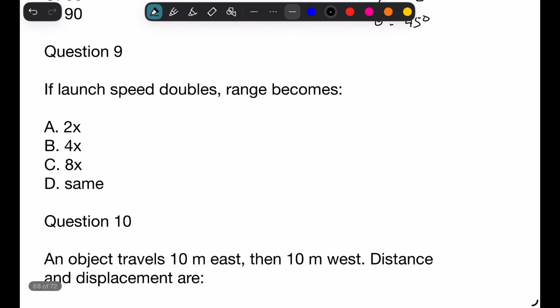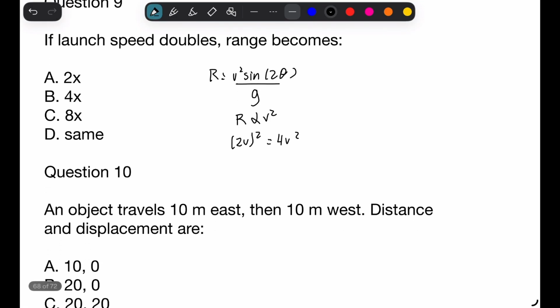If the launch speed doubles, what happens to the range? Well, our range is equal to v squared sine 2 theta over g, so R is proportional to v squared. We're going to have 2v squared, which is equal to 4v squared, because we just substitute and double the speed.